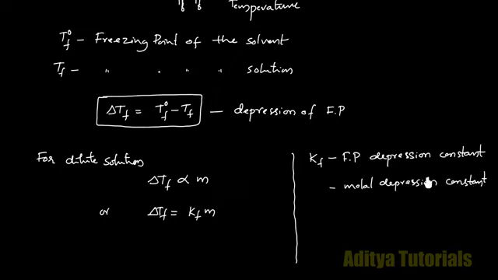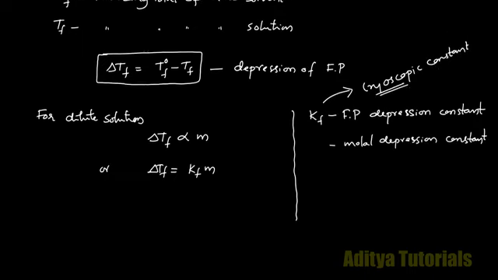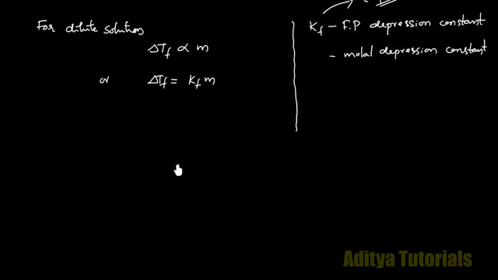Or generally it has an older name, it is called the cryoscopic constant. Okay, now move to the next part. We have to define the Kf. Kf is equal to delta Tf only when the molality of the solution is equal to 1, or unity.